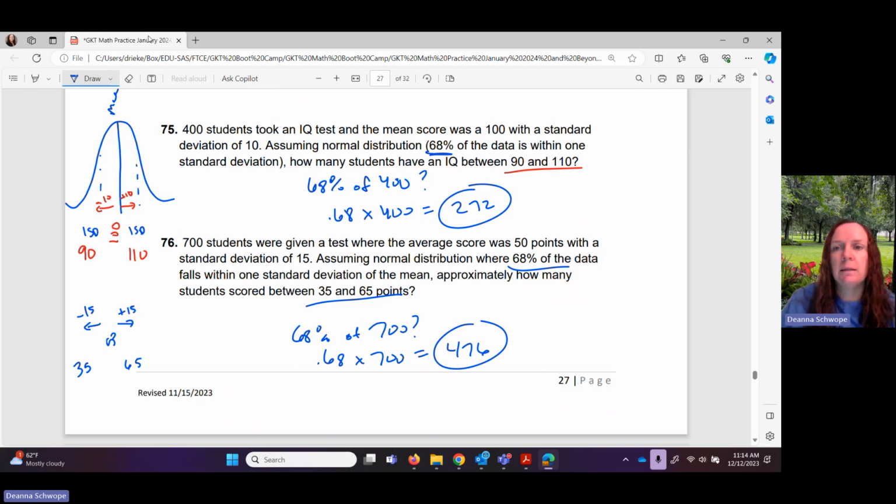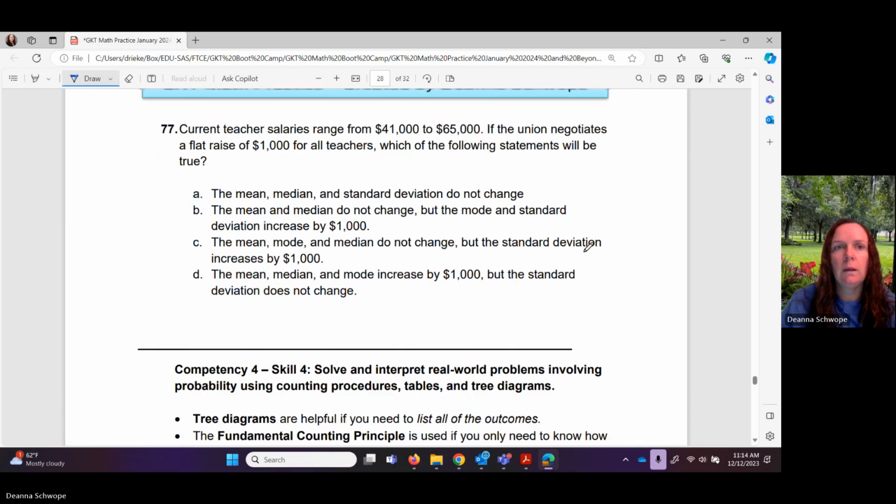All right, next. Teacher salaries range from 41,000 to 65,000. If the union negotiates a flat raise of $1,000 for each teacher, and this was what I was talking about earlier in the notes, which of the following statements will be true? The mean, median, and standard deviation do not change.